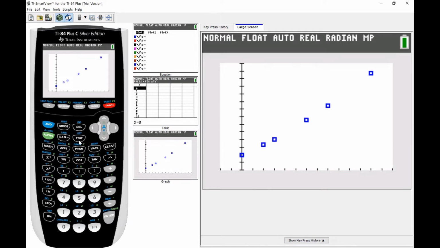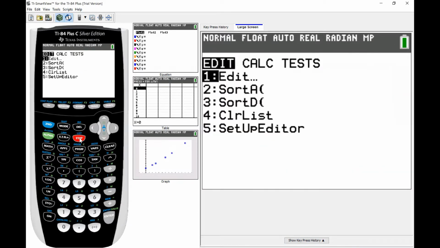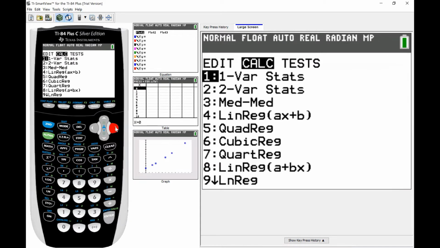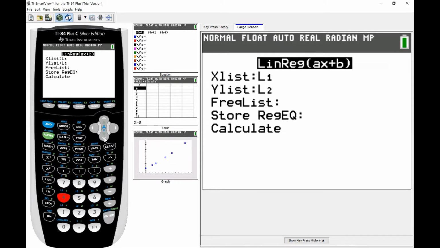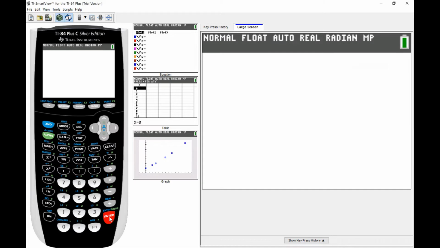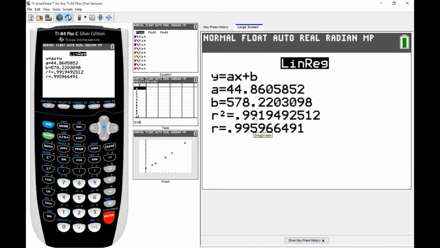So let's perform our regression. So stat, I'm going to go to calc, and let's find our linear regression first. Number 4, I'm going to scroll down to calculate, press enter, and whoa, that's a really good fit. So here's my slope, 44.86. My y-intercept is 578.22, and r squared is 0.992.